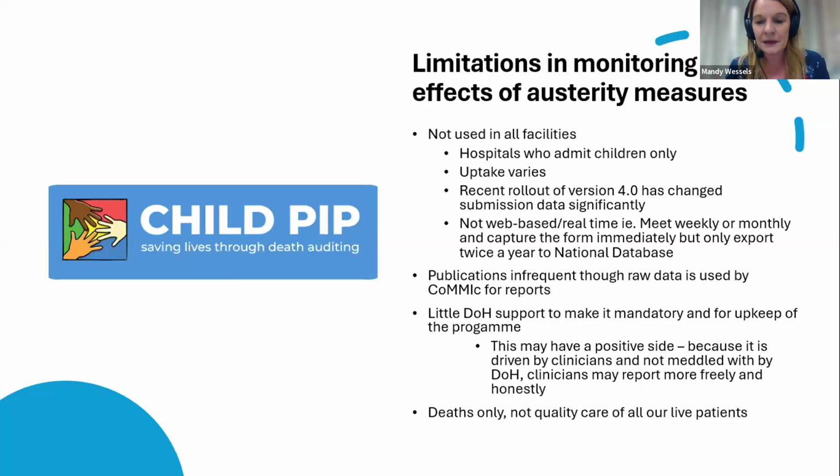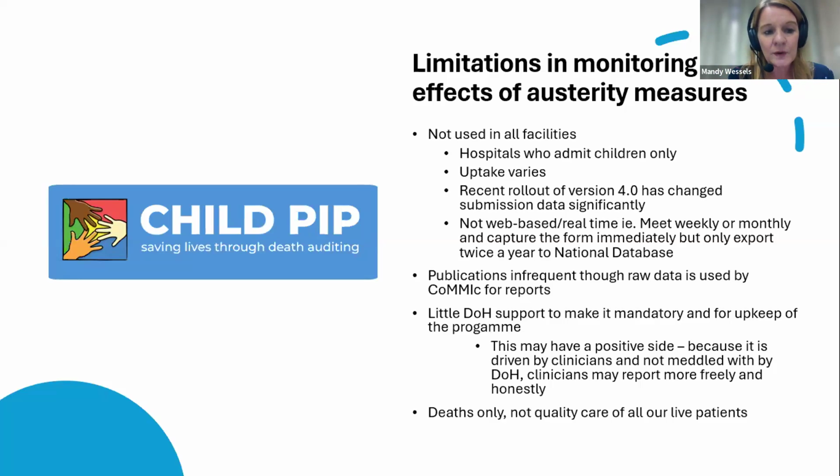However, the big limitations here are, number one, it's not used in all facilities. It's hospitals only, not really clinics, who admit children. So it's not going to be every hospital in the country. The uptake varies. It's dependent on champions. And because we are undergoing a version 4 rollout and there's been software issues, there are entire provinces that are battling to submit Child PIP data right now, while Limpopo's submitting 100%. Provinces that were on board, like Western Cape, are really struggling at the moment.